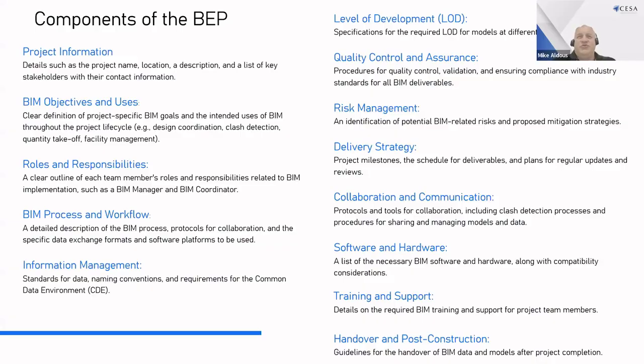Then if we move on to software and hardware, list of necessary BIM software and hardware along with compatibility considerations. Again, this goes to the type of tools, very much the same that we discussed for the software earlier. This goes through to the hardware and the protocols that are used for information interchange. If there's any particular cloud collaboration platform that's going to be used, or whether there's going to be hardware required for a local instance or server, as well as the security and proprietary information protection.